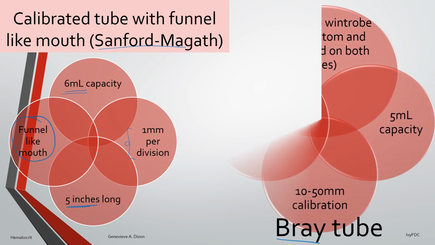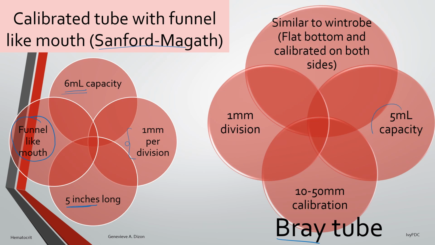The Bray tube, on the other hand, only has 5 ml volume capacity, also with a 1 millimeter division. This time it is calibrated from 10 to 50 millimeter. It has some similarities with the Wintrobe tube, which is calibrated on both sides, but this time the Bray tube has a flat bottom.